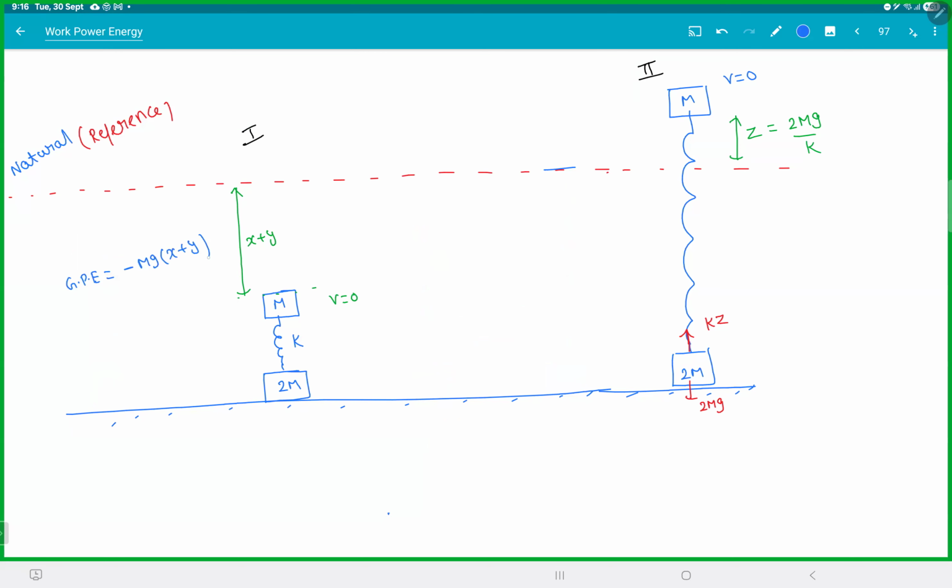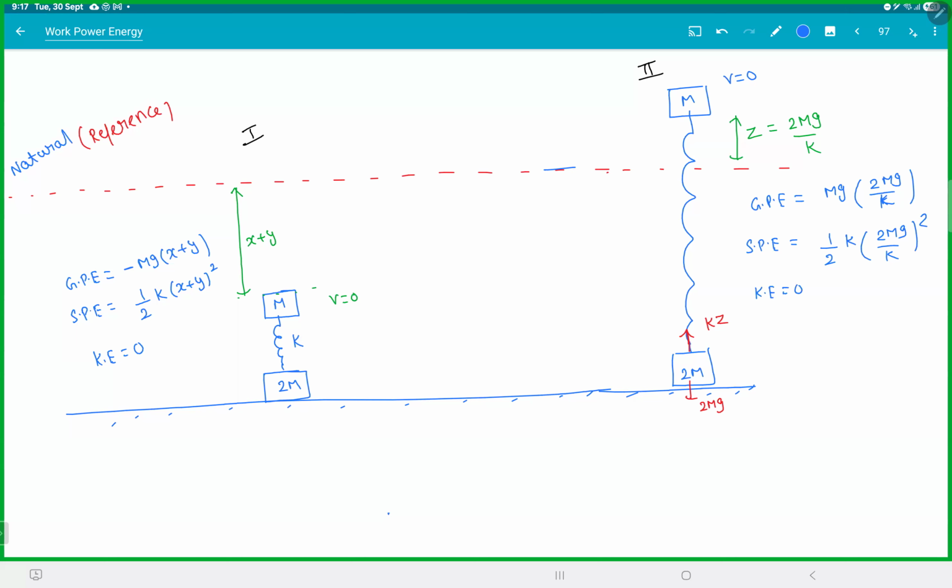Remember the 2m block never moves, so we don't care about the 2m. Spring potential energy, half k x square, remember x is the total elongation or compression from natural length. It is not half k y square. Kinetic energy, 0, you're starting from rest. State 2, gravitational potential energy, mg z, which is 2 mg by k, above the reference line. So I'm taking the natural length as a reference line for potential energy. Spring energy, half k x square, where x is the elongation or compression. Here it is 2 mg by k. Kinetic energy, 0.